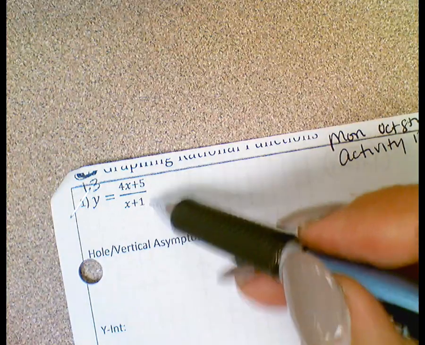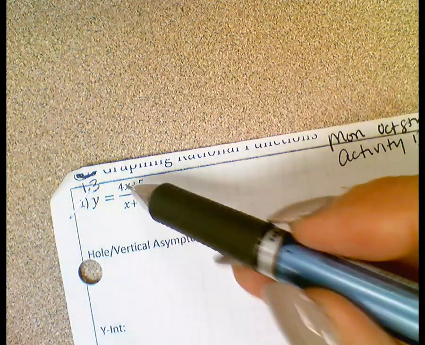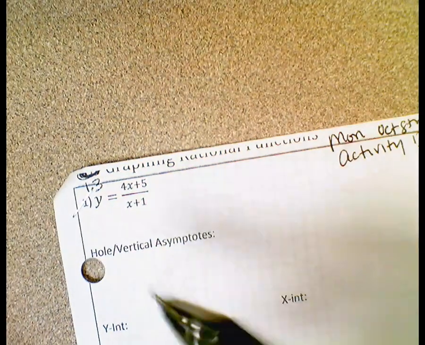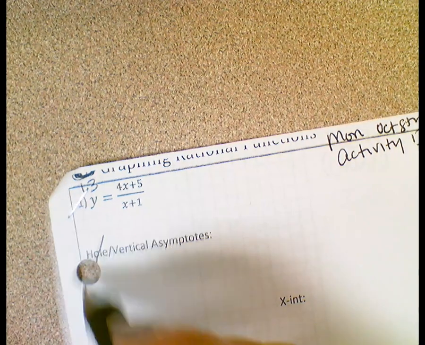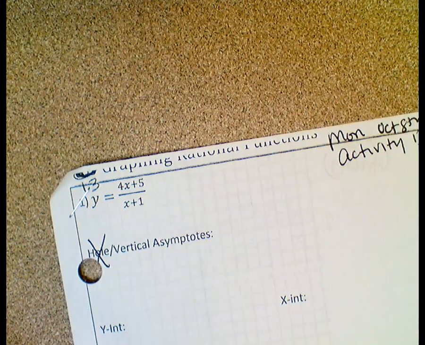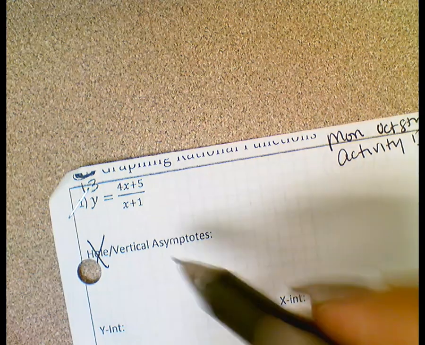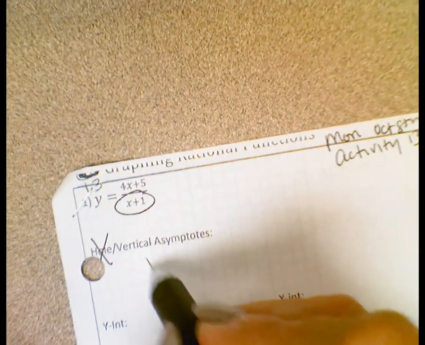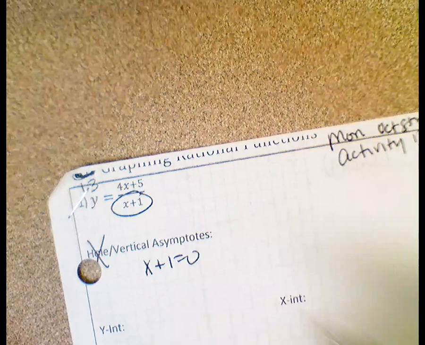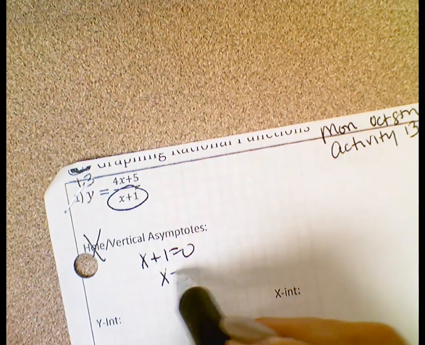Neither the top nor bottom can be factored. So you're going to look at this to answer these questions. Since there are no common factors, there is no hole. Okay, so the discontinuity is not a hole, it's a vertical asymptote. To get your vertical asymptote, you look at your denominator. Set this equal to 0. So your vertical asymptote is x equals -1.